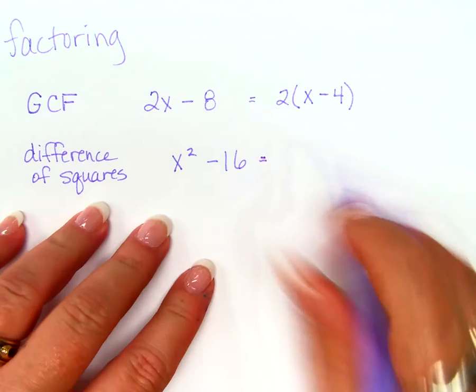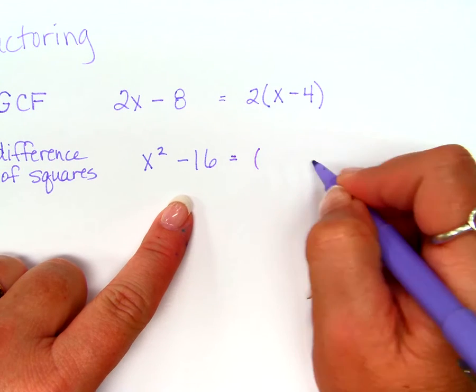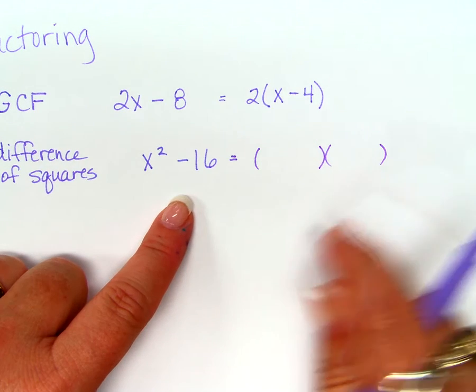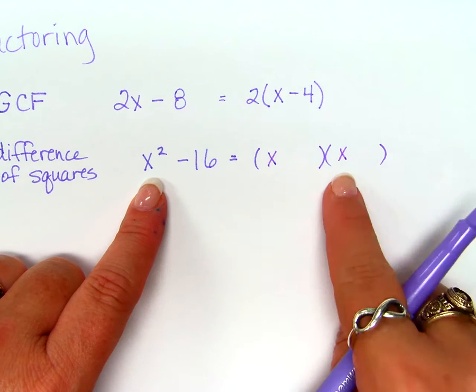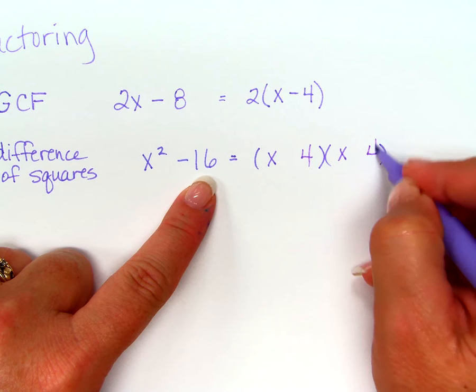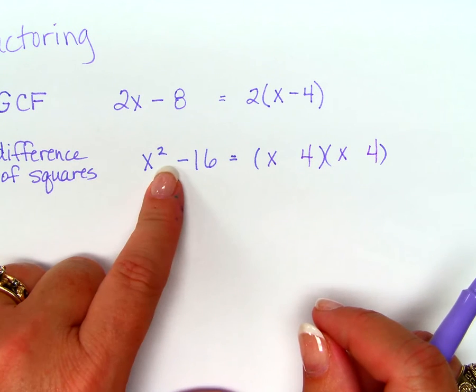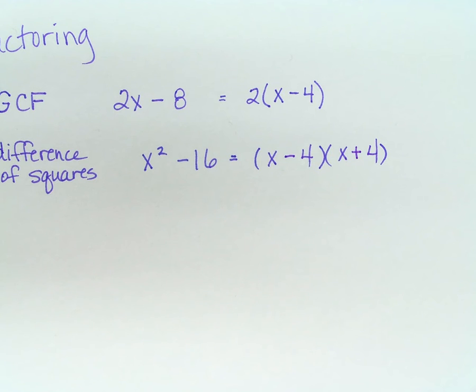Do you remember the pattern when we're factoring the difference of squares? If you don't, I will remind you. You get two binomials. It's the square root of the first one at the beginning of each binomial. It's the square root of the second one at the end of each binomial. And the signs are opposite. Do you remember that?